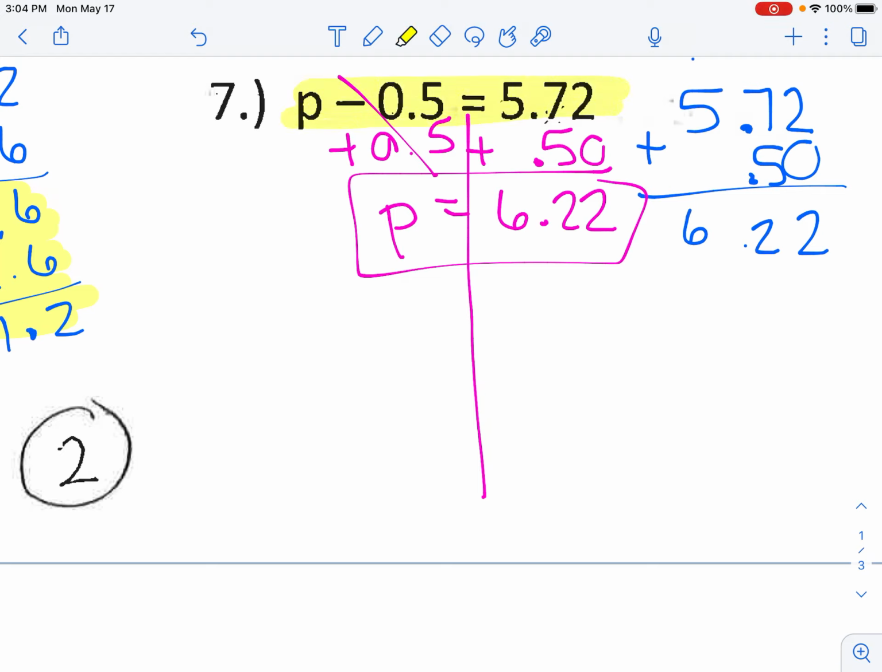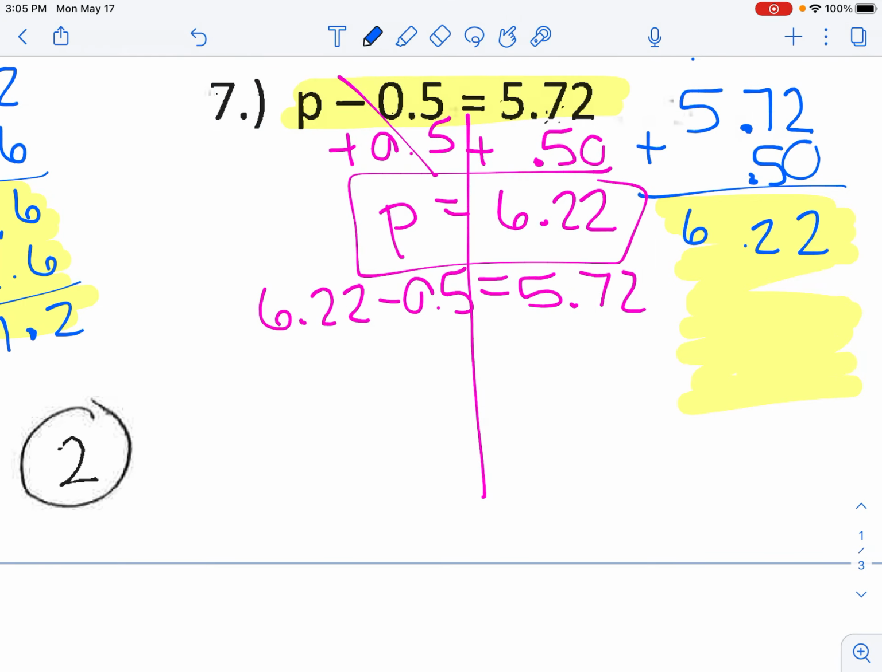Next line is substitution. We want to check and make sure we didn't make a mistake with our math, that everything works out. So substitute for P: is 6 and 22/100 minus 0 and 5/10 equal to 5 and 72/100? If you have a decimal, you have to show your math out to the side. So over here is where you have to come show me your math.